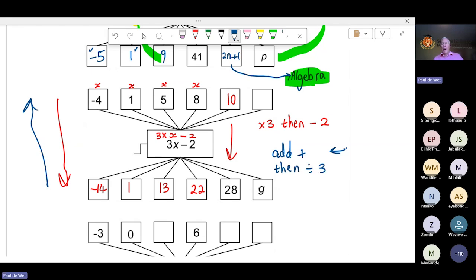Okay, so how will I write it for G? In fact, before I go there, guys, let's just check this. If we add 2, and then divide by 3, let's just check. Let's check this one. 13 plus 2 gives us 15. Divided by 3 gives us 5. It works. 1 plus 2 gives us 3. Divided by 3 gives us 1. 28 plus 2 gives us 30. Divided by 3 gives us 10.